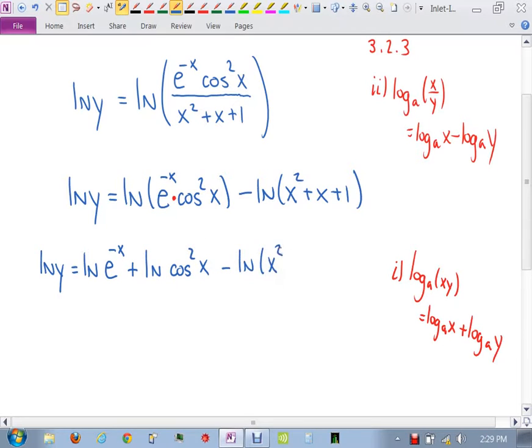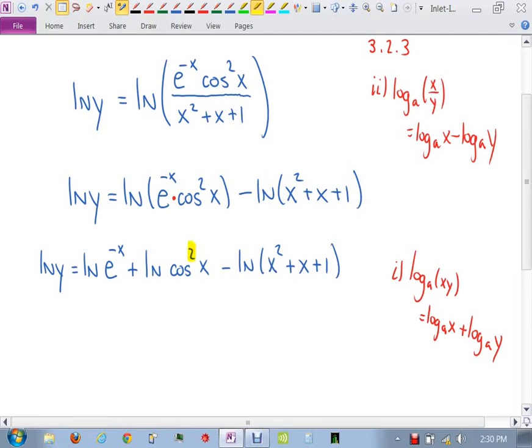Now, can I split this one up, the x squared plus x plus 1? Can I split that into three logs? No, because it's addition, right? You have addition between those terms. The property only works if it's multiplication, so you can't split that one. So we're kind of screwed with that one. Anything else? Does anyone see anything else we can do?